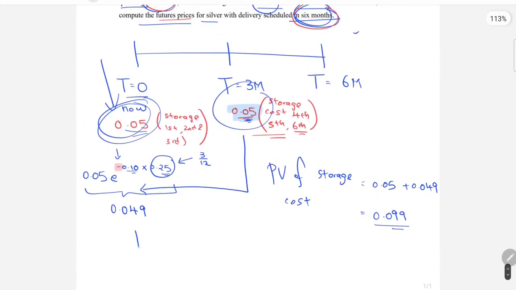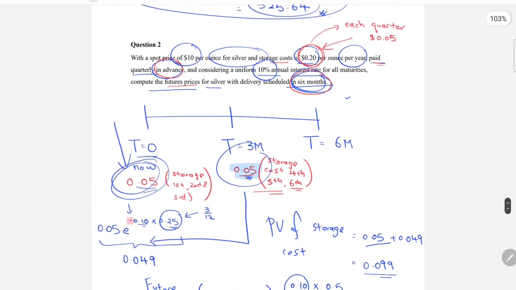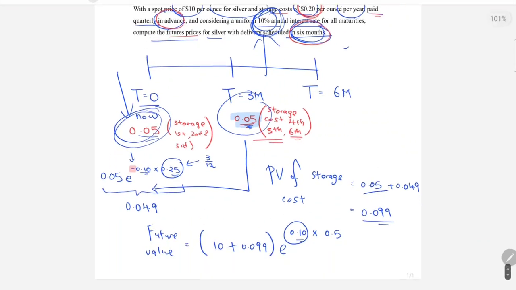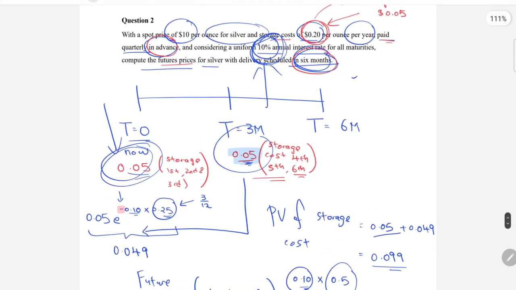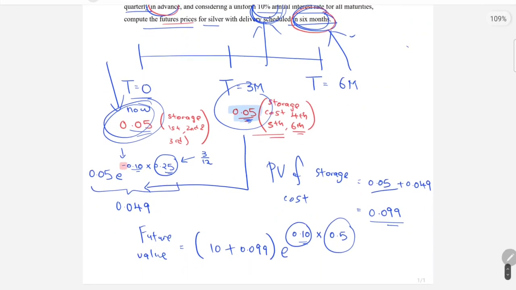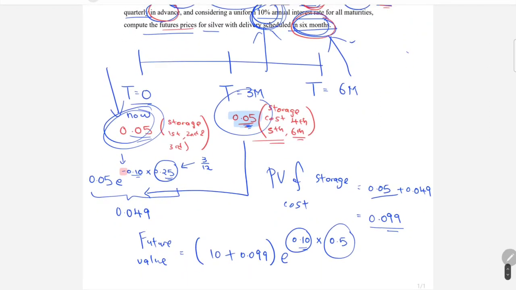So now we can proceed to find out the future value for the silver here. Over here I need to put 10 plus the present value of the storage cost, and then for the power we need to put 0.1 multiplying by 0.5. Again, why is this one 0.1? Because they mentioned 10% here. Why is it 0.5? Because this is the prediction for 6 months from now. And 6 months after we convert into a decimal, we get 0.5. Very simple. This is how we find out the future value for the silver here.